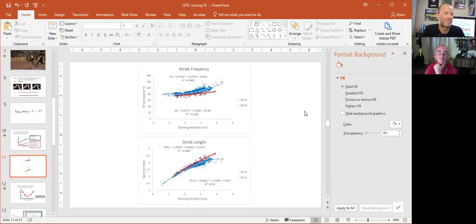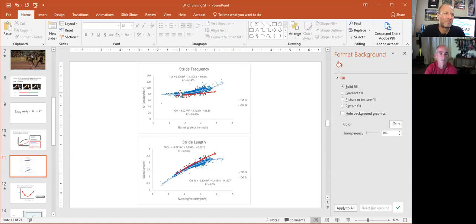Okay, so here's just some data that we did a while ago with one of my students, Josh Bailey, who's up in Idaho now teaching. This is just supporting the graph I just showed. So here's stride frequency and stride length, and then running velocity. We took a whole bunch of people, put the Garmin watch on them, and had them run a whole bunch of different velocities outdoors, and then on the treadmill.